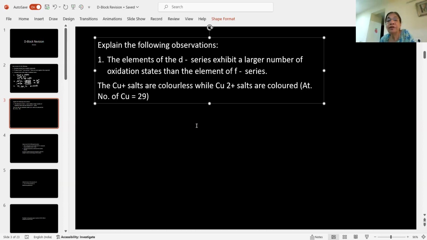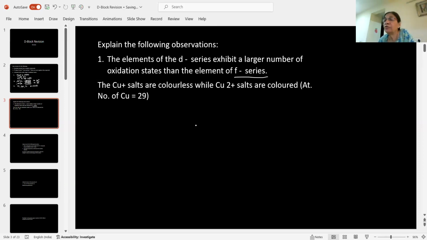So in F series, what happens? The effective nuclear charge is more. Why? I told you what is effective nuclear charge. Zef is equal to Z, which is the nuclear charge, minus S, which is the shielding effect. So if S becomes less, then Zef increases. If the electron is in the F shell, the shielding effect is less.